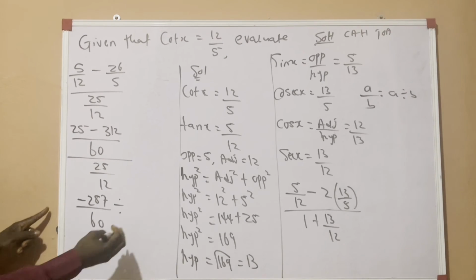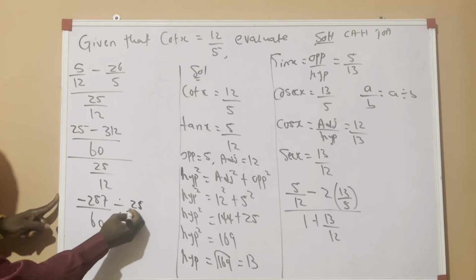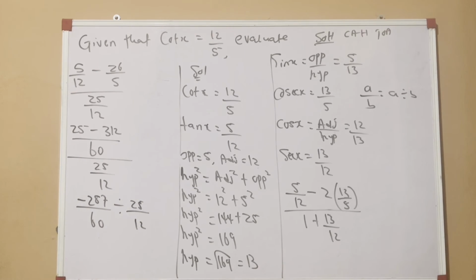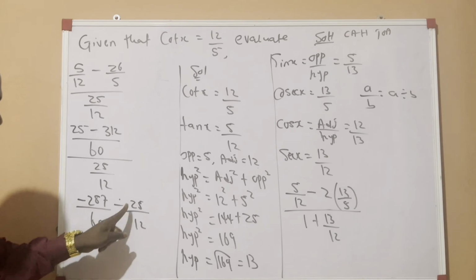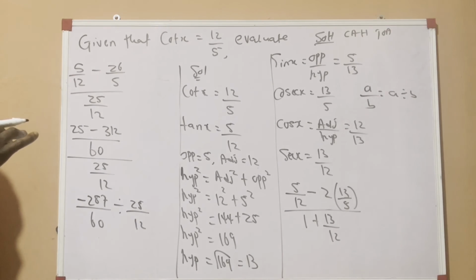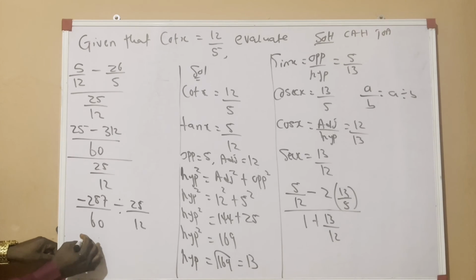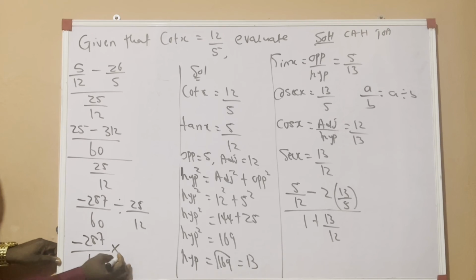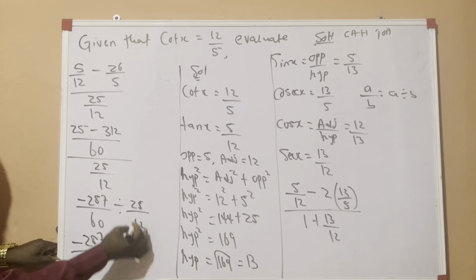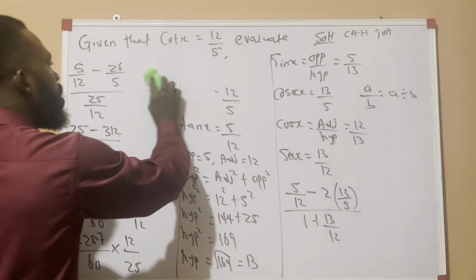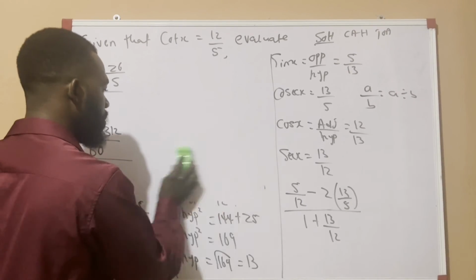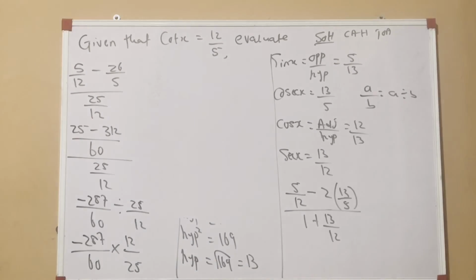Okay, so now, divided by what's now? 25 over 12. Are you with me? Now, from this point of view, division will change to multiplication, and then 25 over 12 will reciprocate. So here becomes minus 287 over 60. Now division becomes times. Now 12 goes to the numerator, and 25 comes to the denominator. Okay, so without wasting time, this is what we are going to get.